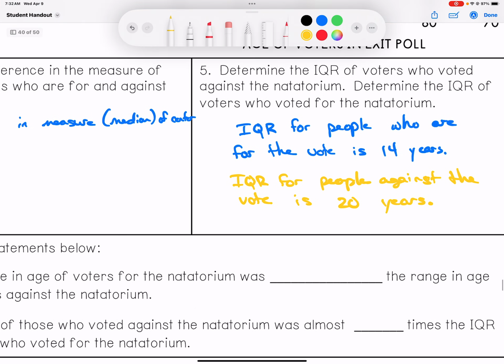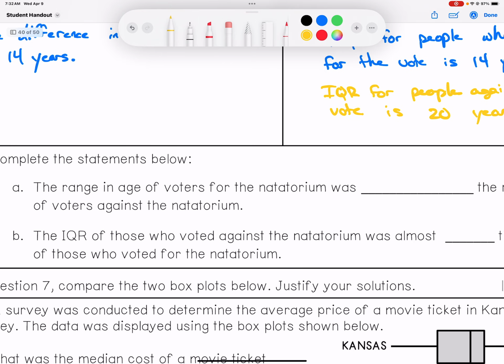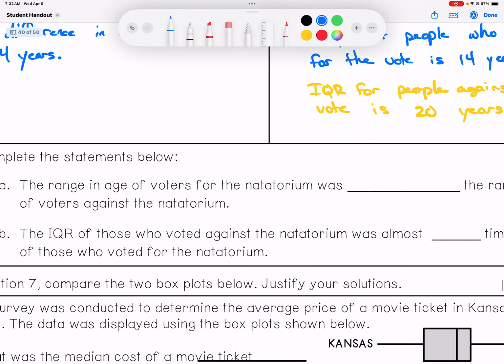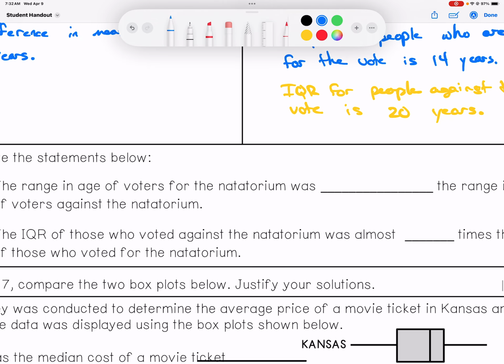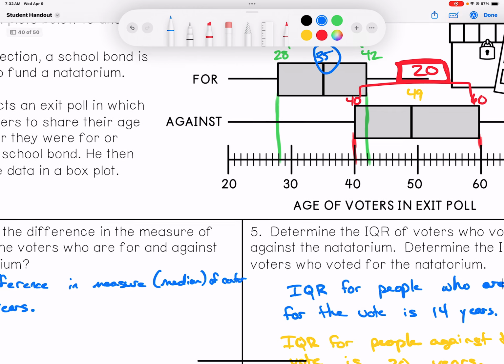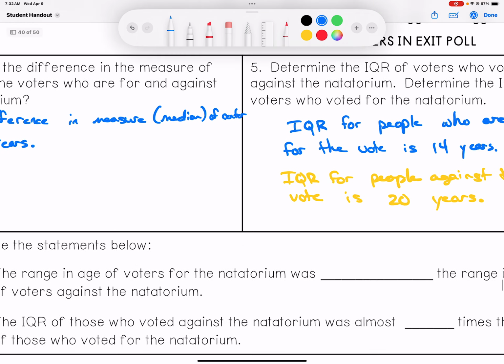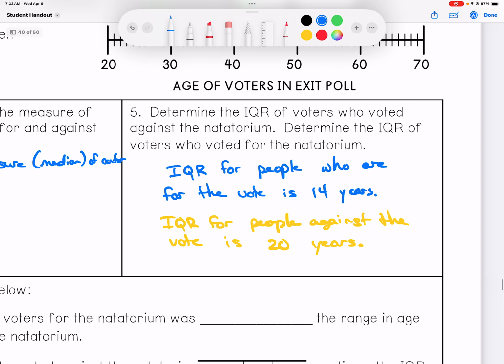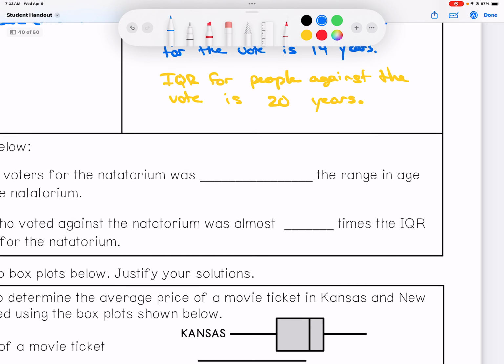So let's complete the statements below. The range in age of voters for the natatorium was blank than the range in age of the voters against it. All right, so 35 was the median, and the other one was 49. The IQR was 14 for, and 20 against. So it is less than the age of the people against it. Younger people wanted it, older people didn't.